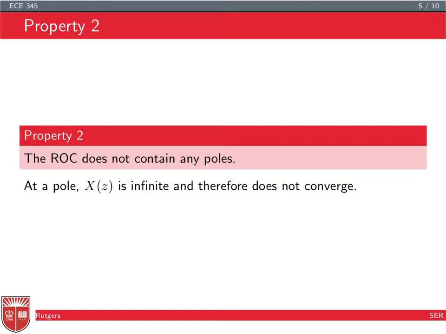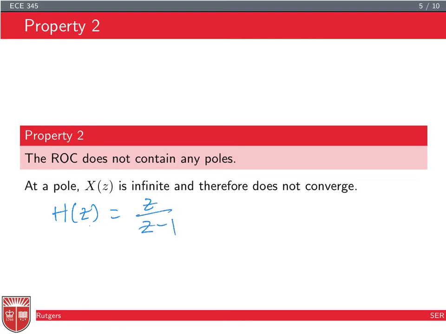The second property of the ROC is that it cannot contain any pole, and this is clear because at the value of the pole, the denominator is 0, which means that H(z) goes to infinity, so it does not converge. Just to give you an example, if you take H(z) equal to z divided by z minus 1/2, let's say, then you have a pole at z equal to 1/2 here.